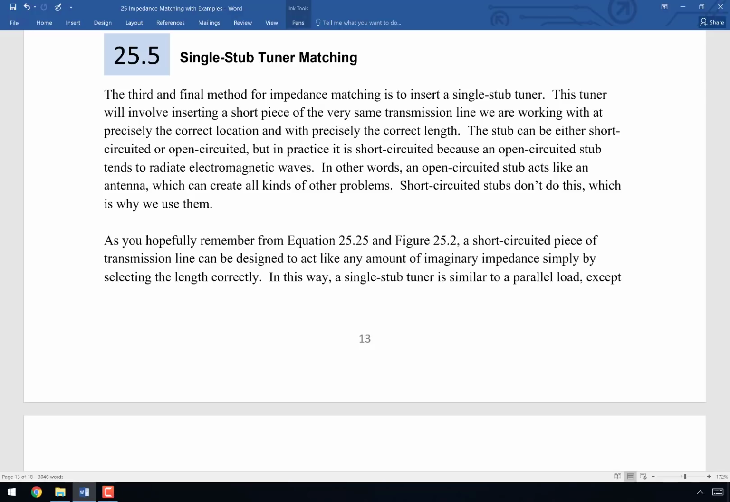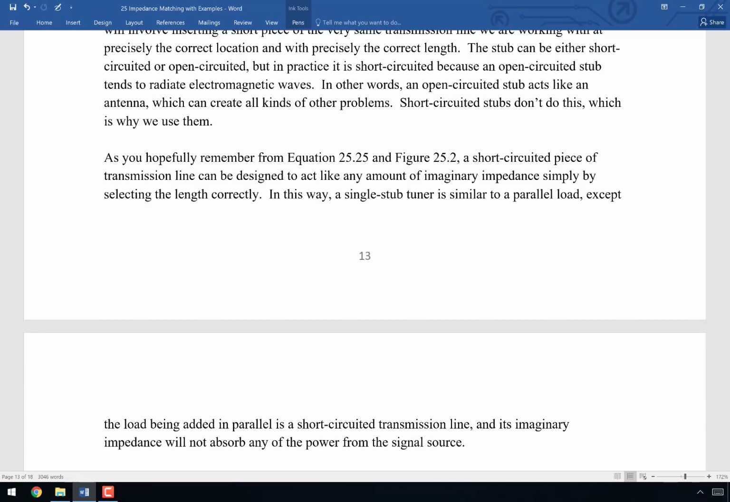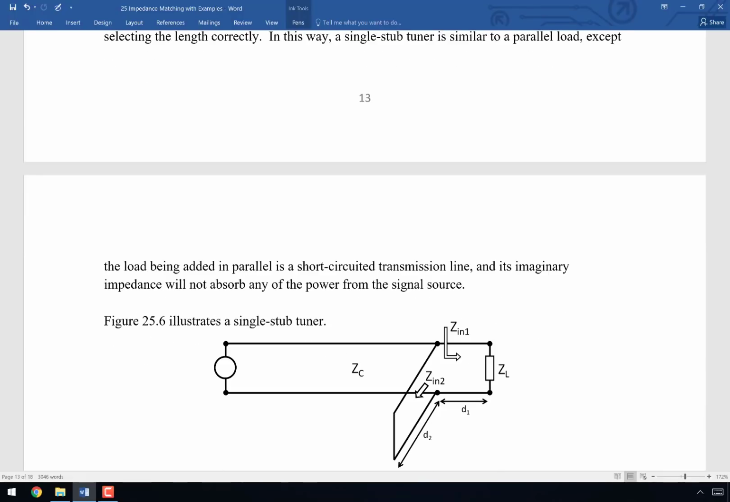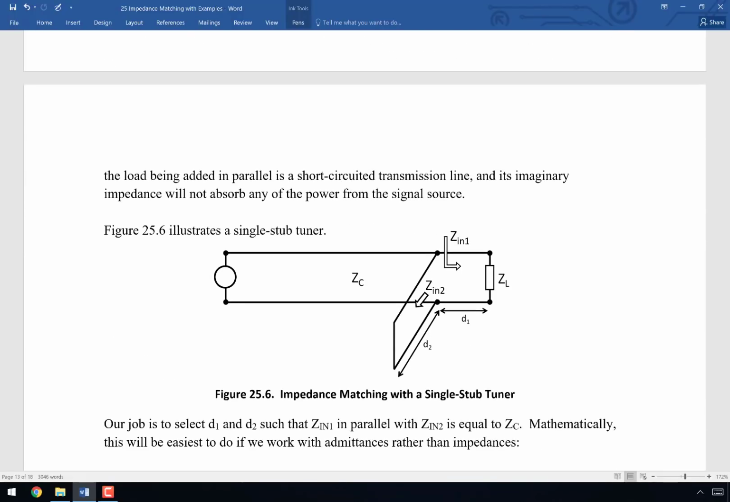So when we talk about single stubs, I want you to always picture, and there's a lot of words here, I would say read these words, but what we're going to do is we're going to add a stub to the line. We're going to move back a certain distance, d1, away from the load, and we're going to add a stub that has a length of d2.